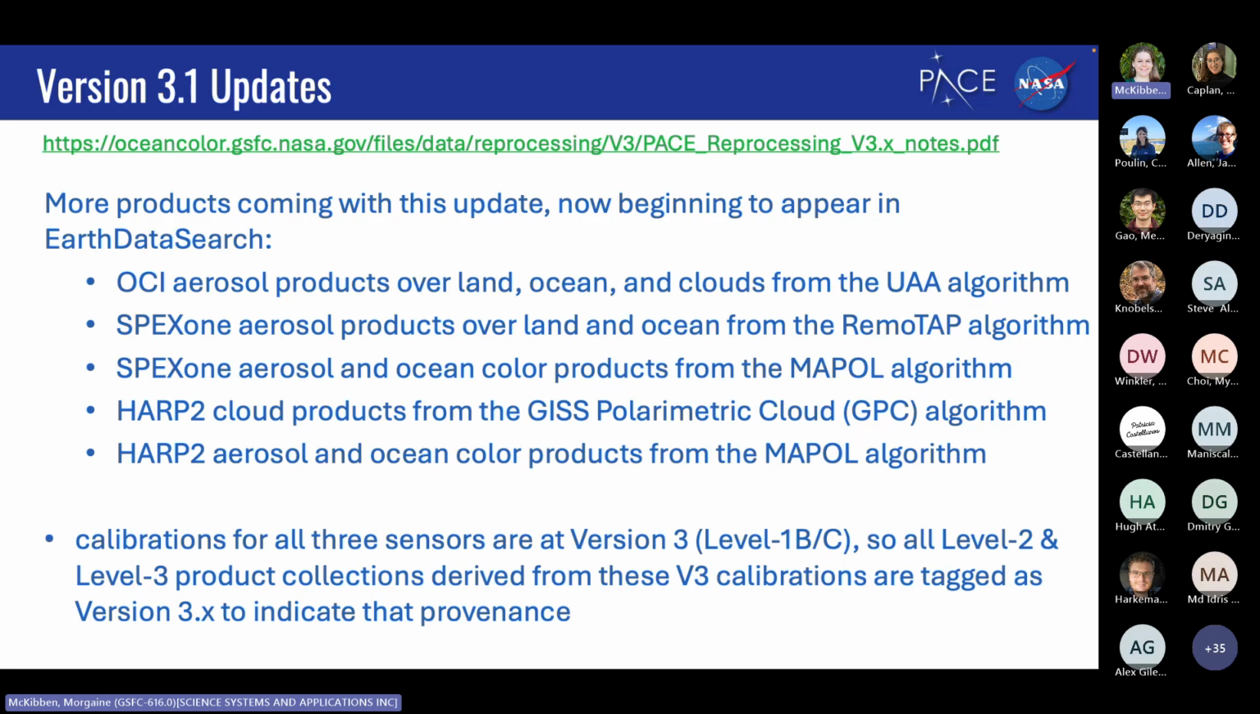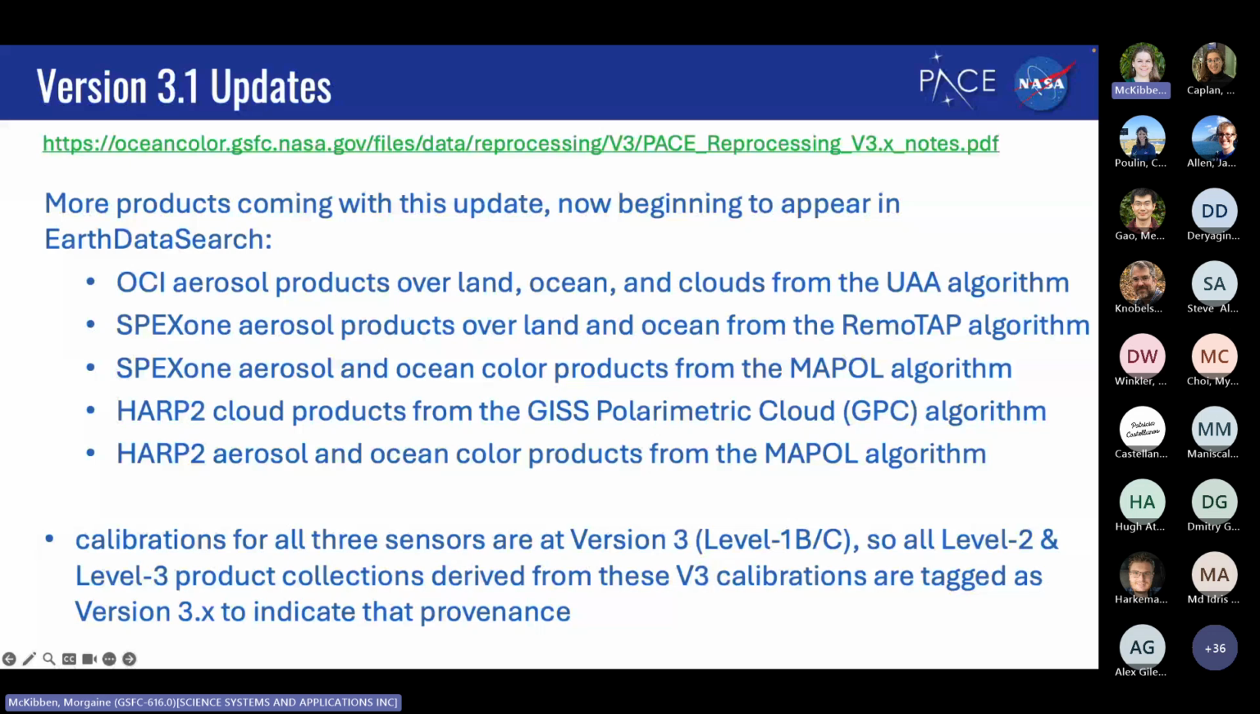There's also the important note that the calibrations for all three of the sensors on PACE are still at version 3. That means all the level 2 and 3 product collections derived from these V3 calibrations are tagged as version 3.x to show that difference, to indicate that provenance.